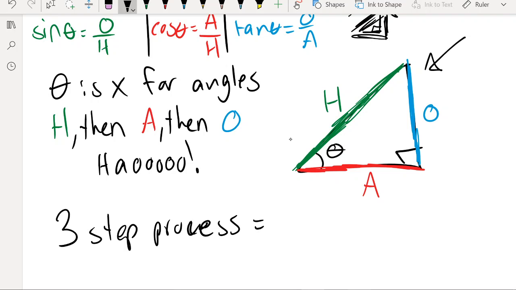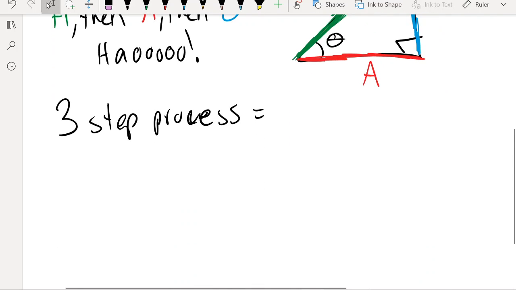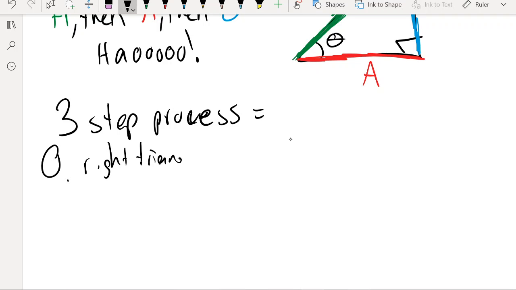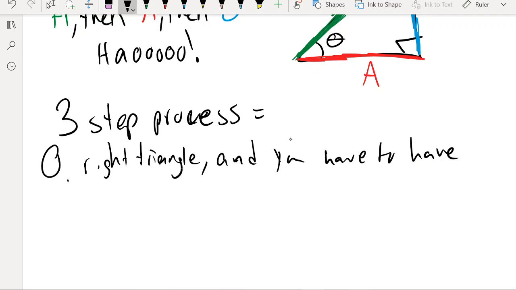There we go. Okay. So the one thing to keep in mind actually, and I'll make this like a step 0, is you need a right triangle. It has to be a right triangle, and you have to have two bits of info. Okay, so here's what I mean.